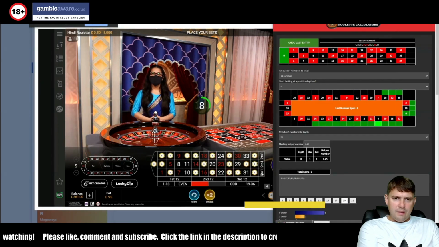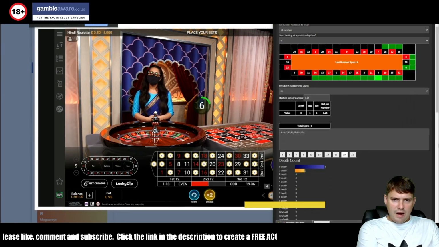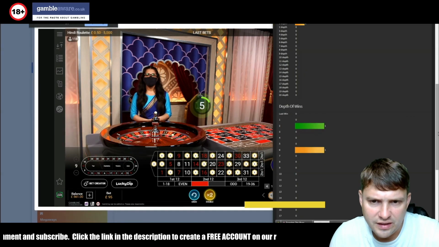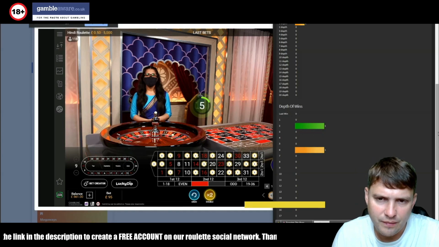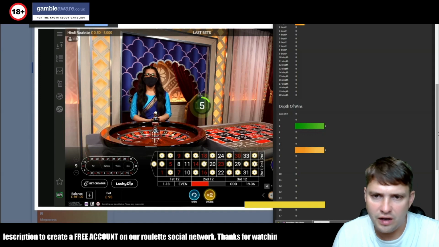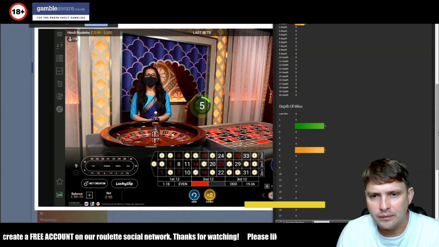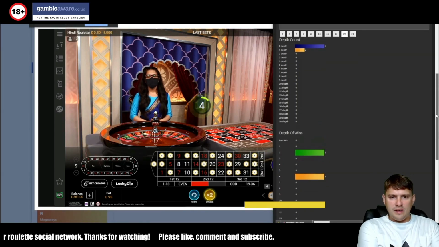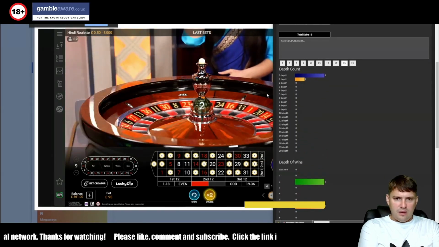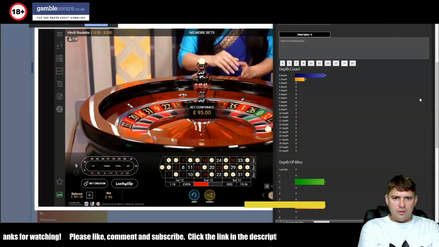Looking at that graph there, let's just pause that a second. So that's 1, 2, 3, 4, 5, 6, 7 times it's landed on the highlighted section, and it's only landed on the unhighlighted section once. So I can see why he's scaling the bet up there, doing £5 per number.